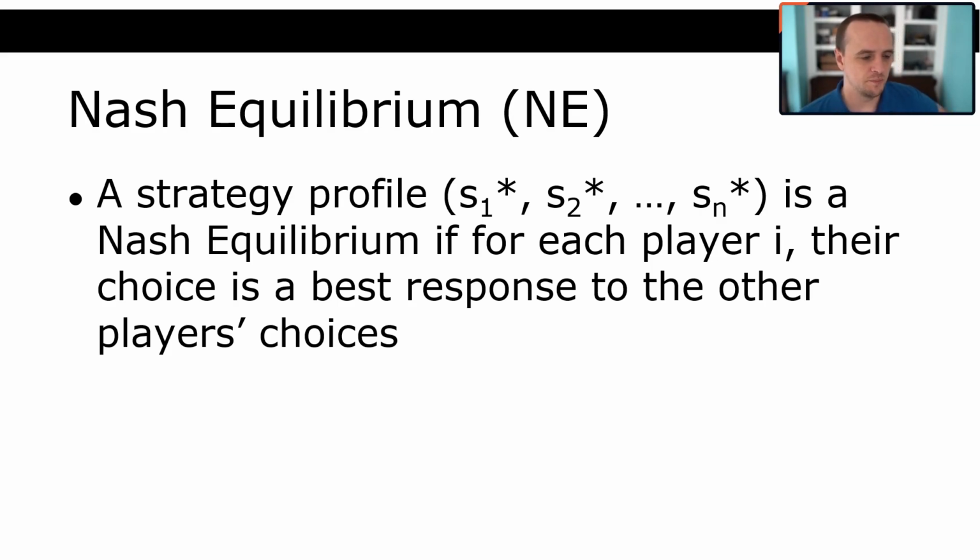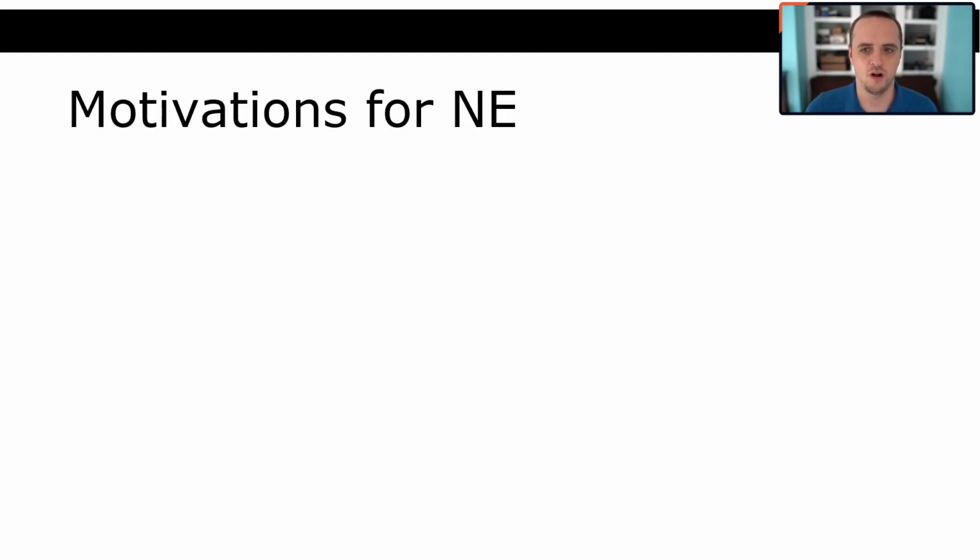So Nash equilibrium means a strategy profile. Remember, a strategy profile is just a choice that everyone has made. So greedy has chosen alpha, caring has chosen beta. That's a strategy profile. It means a selection of actions for each player in the game. A strategy profile is a Nash equilibrium if, for each player, their choice is a best response to the other players' choices. All right. So what does that mean? It's way easier to understand this visually than it is through a wall of text.